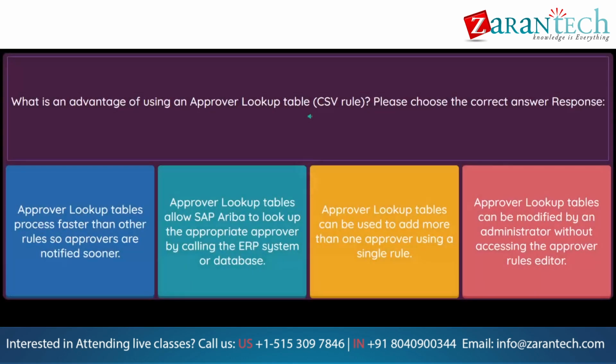Question: what is an advantage of using an approver lookup table, CSV rule? Please choose the correct answer. Response: Option 1 approver lookup tables process faster than other rules so approvers are notified sooner. Option 2 approver lookup tables allow SAP Ariba to look up the appropriate approver by calling the ERP system or database. Option 3 approver lookup tables can be used to add more than one approver using a single rule. Option 4 approver lookup tables can be modified by an administrator without accessing the approver rules editor.